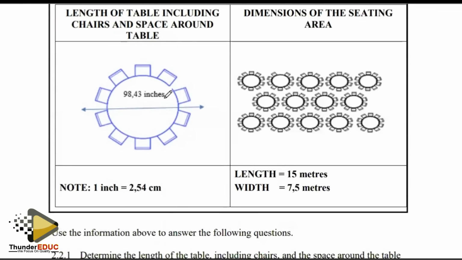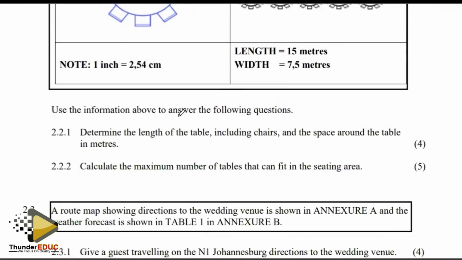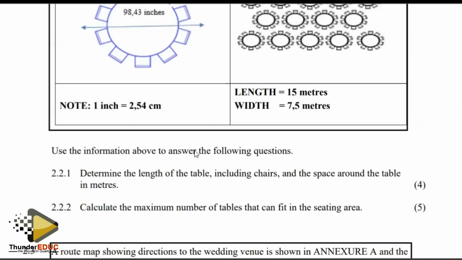So this is the size, the length of the table, including chairs and spaces around the table. Determine the length of the table, including chairs and the space around the table, in meters. They have told you it's 98.43. These are inches. Change them to centimeters. They've told you 1 inch is equivalent to 2.54.